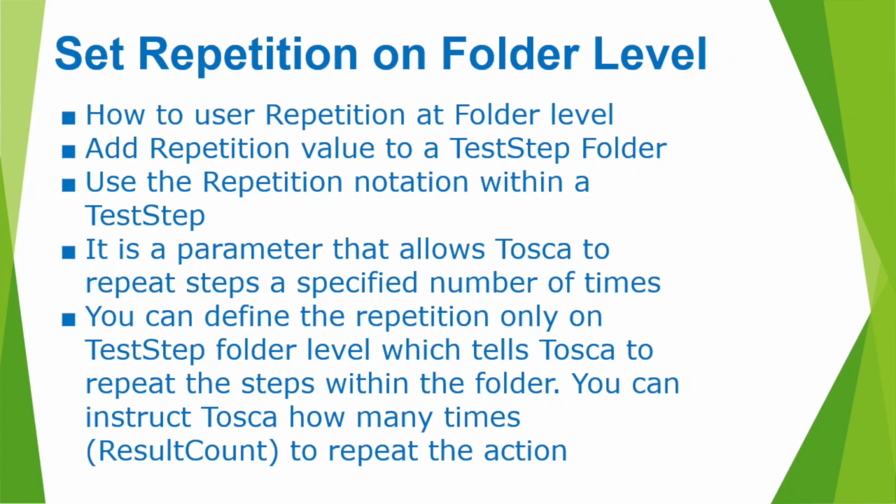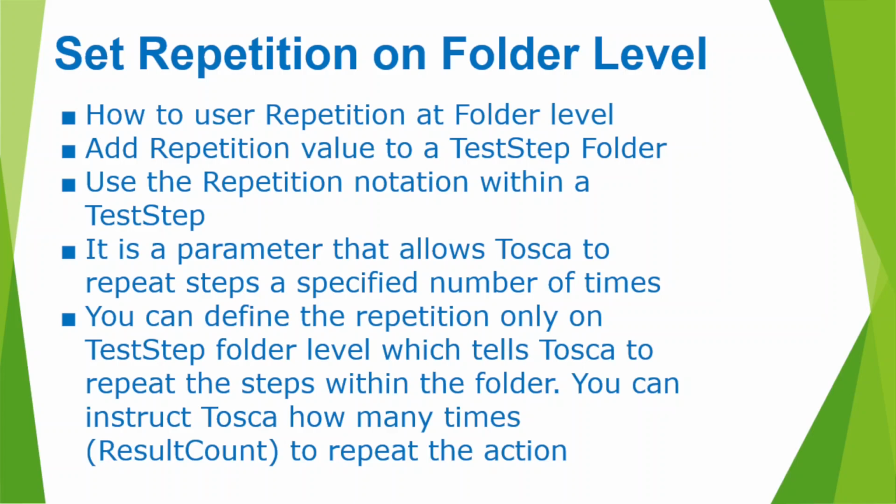So once you define the repetition value at step folder level, you are going to use the same repetition notation at test step level. It is a parameter that allows Tosca to repeat steps a specified number of times. You can define the repetition only on test step folder level, which tells Tosca to repeat the steps within the folder. So you can instruct Tosca how many times to repeat the action, and we are going to see how we can achieve that by using result count.